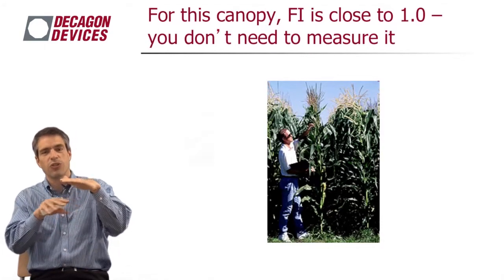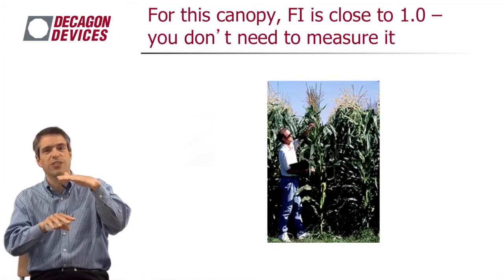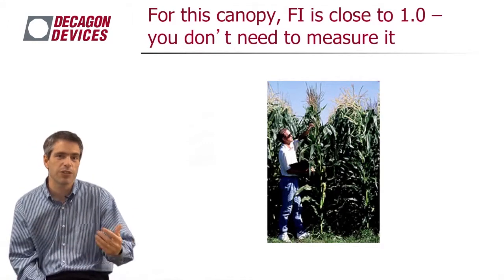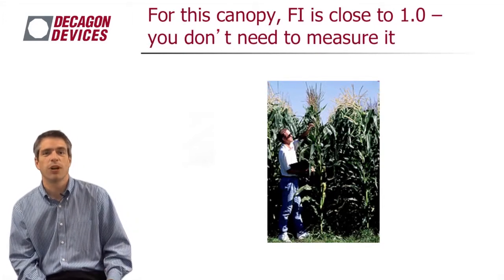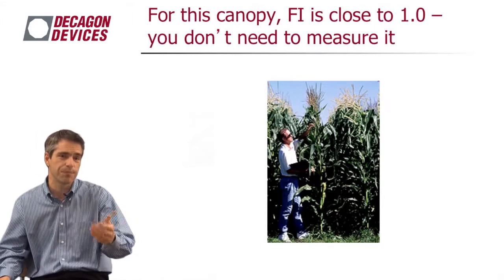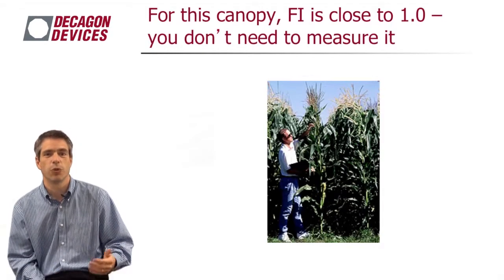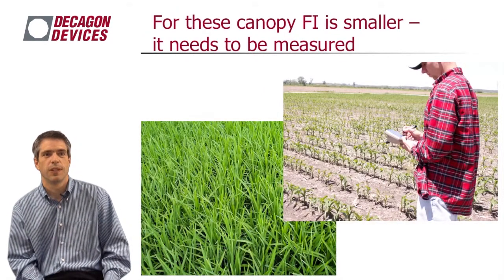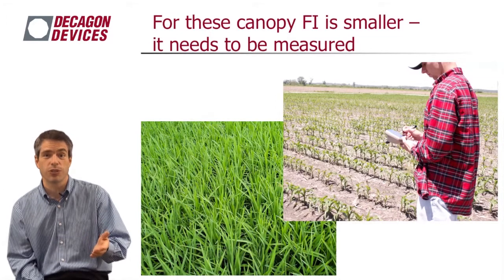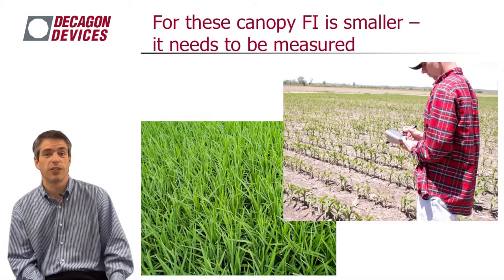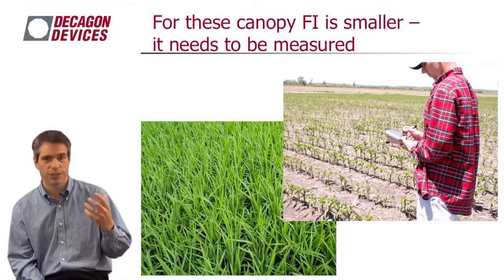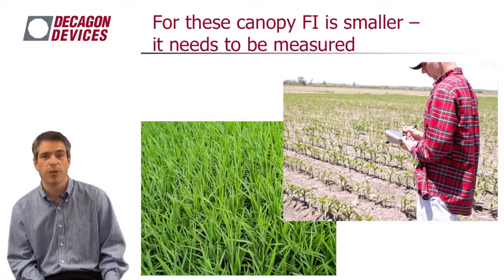Essentially, we had leaves stacked on top of each other 6 layers thick. And you can imagine that that is not going to let a lot of radiation to the ground. Fi would be very close to 1, just like it is here in this corn canopy. But you can imagine when that corn was just starting to grow, as we're seeing in this picture on the right-hand side, that's not anywhere close to being a complete canopy cover. And there we're going to have to go measure it.